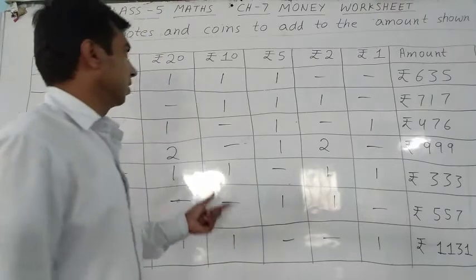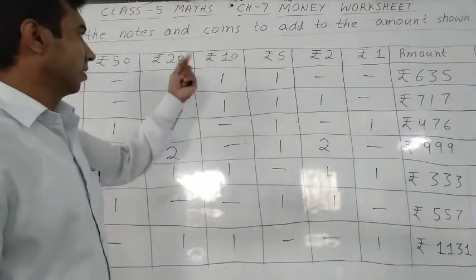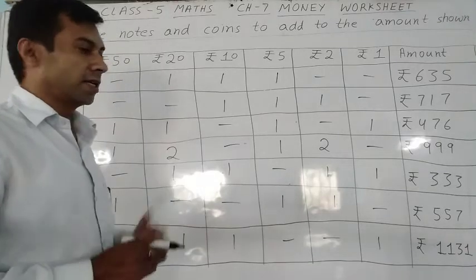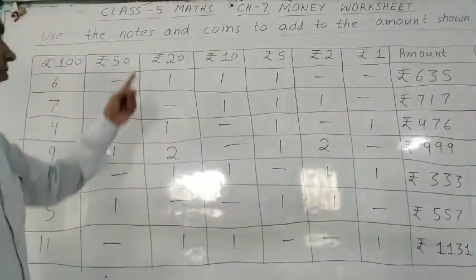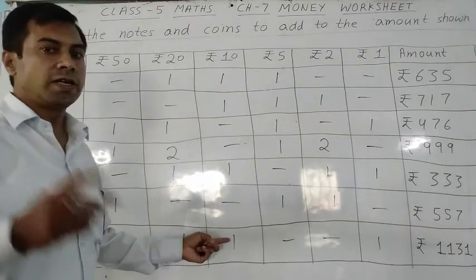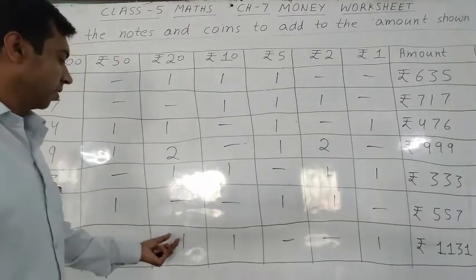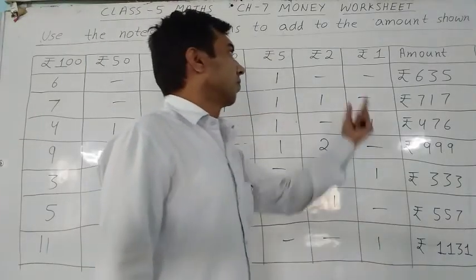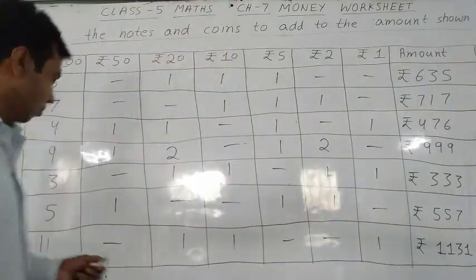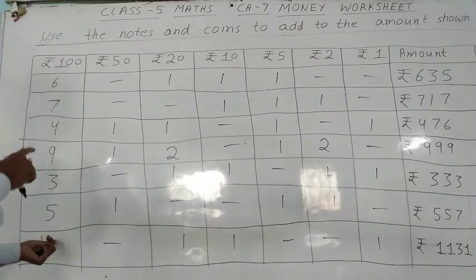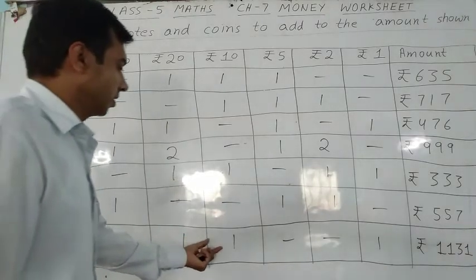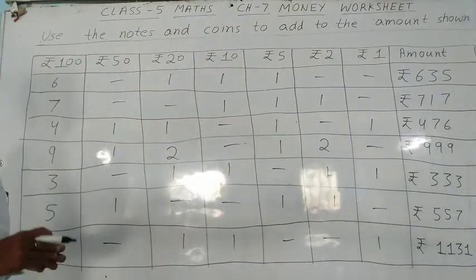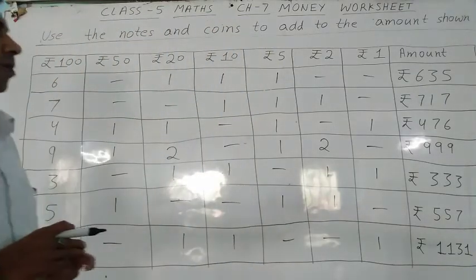1131. We can take 3 10 rupees notes, student. It will make 3 into 10, 30. At present I have taken a 20 rupee note and a 10 rupee note. So 20 plus 10, 30, and I have taken 1 rupee coin. So 11 into 100, 1131. So student, in this way we make an amount.